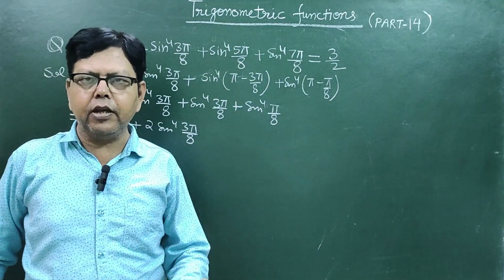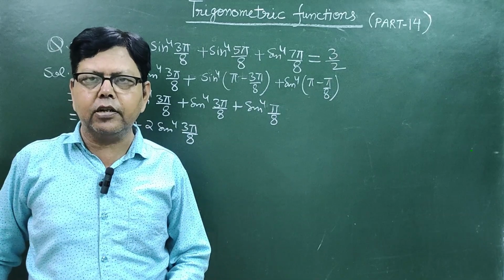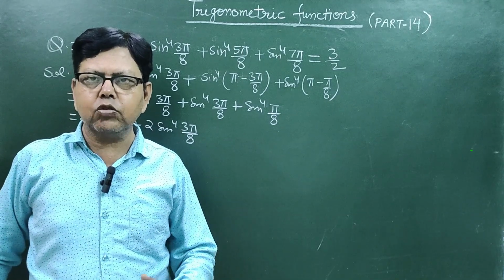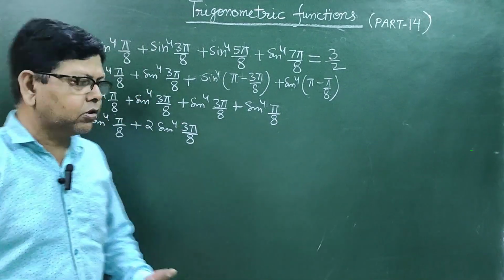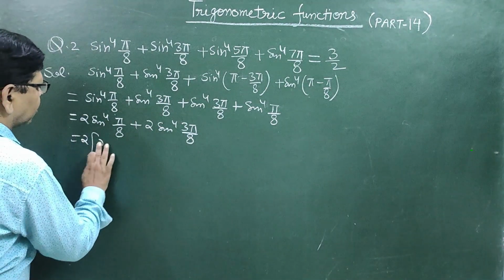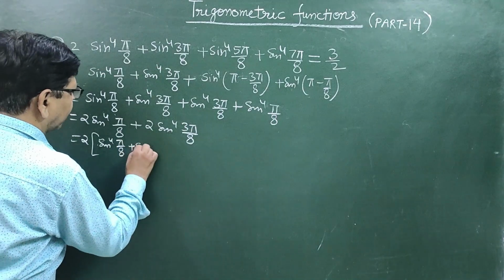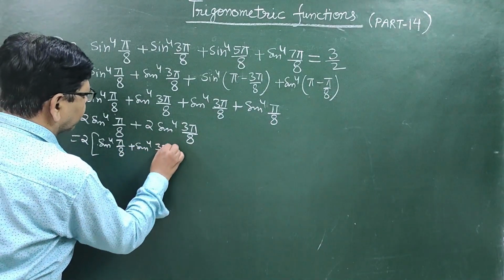You know the value of pi/4, which is the double of pi/8. If we double pi/8, we will take this question to the angle pi/4. How? 2 into [sine^4(pi/8) plus sine^4(3pi/8)].